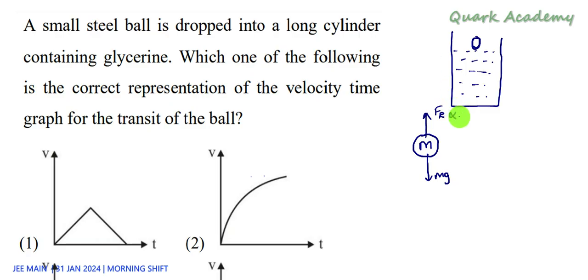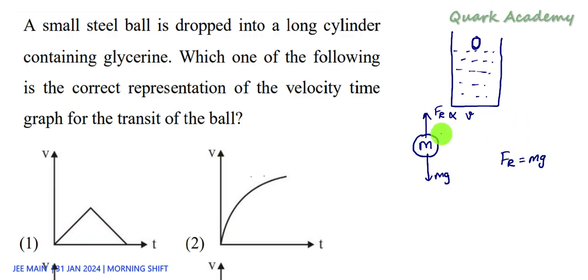Generally, this resistive force is due to viscosity, and it is going to depend on the velocity, the viscous force. So it is going to depend on the speed of the ball. As the speed increases, the resistive force will also increase. At a particular speed, the resistive force is going to be equal to mg, the gravitational force.